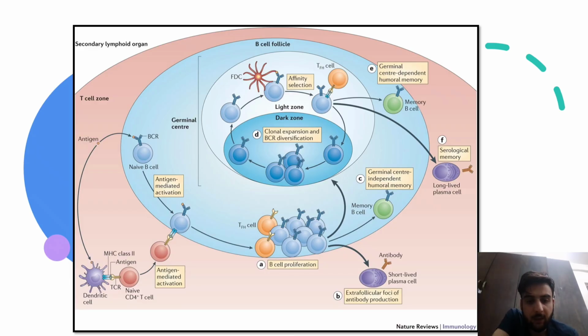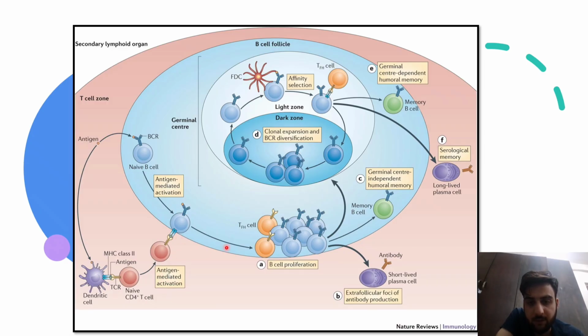So when it comes to B cell memory, first of all, if antigen exposure happens to the B cells, the B cells will interact with that antigen through the B cell receptor, and this is called antigen mediated activation. And also there will be naive CD4 T cells, which will respond to the antigen via an antigen presenting cell like the dendritic cell through MHC class 2, and there will be antigen mediated activation.